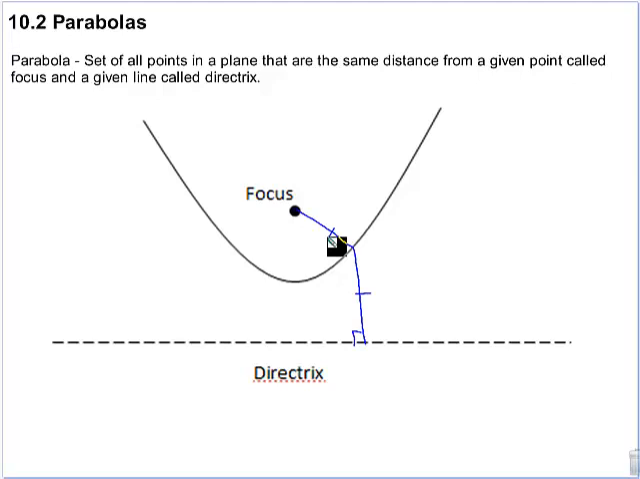Does anyone remember what the standard form was for our parabolas? It was y equals a. What did the a tell us? If it opened up or down. And then we had an x minus h squared plus k.